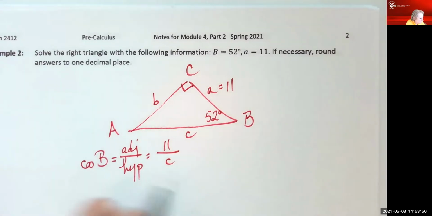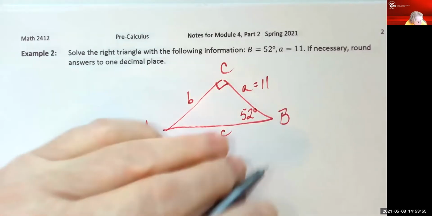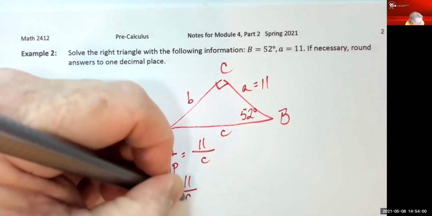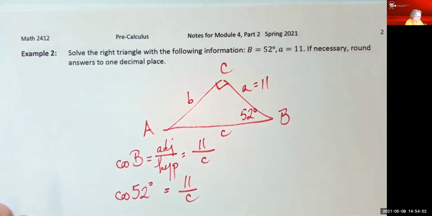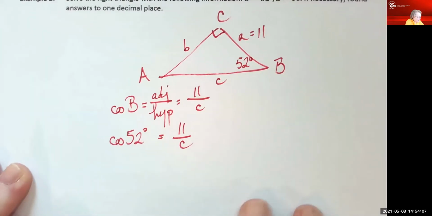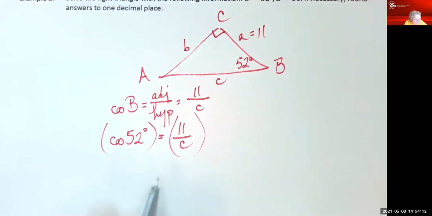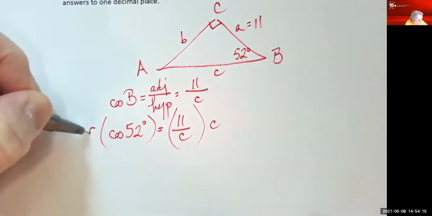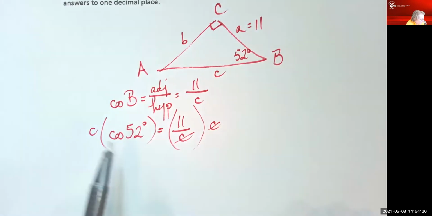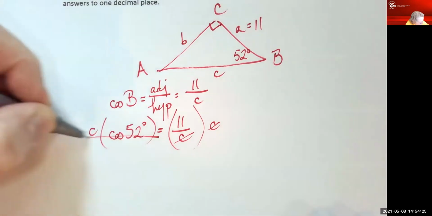It looks like we don't know two things in this equation, but that's not true. We know that the measure of angle B is 52 degrees. And if I try to simplify this equation so that the thing I'm looking for is not in a denominator, I'm going to multiply both sides of this equation by side C, and then divide both sides of the equation by the cosine of 52 degrees, so that C, the thing I'm looking for, is by itself.